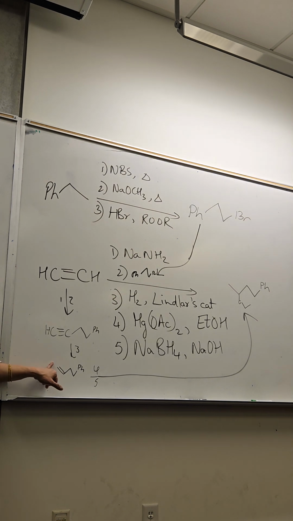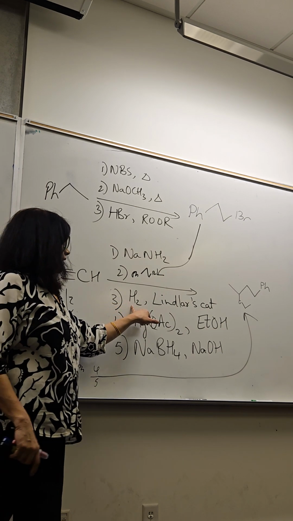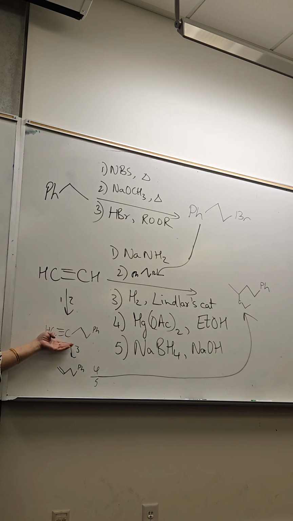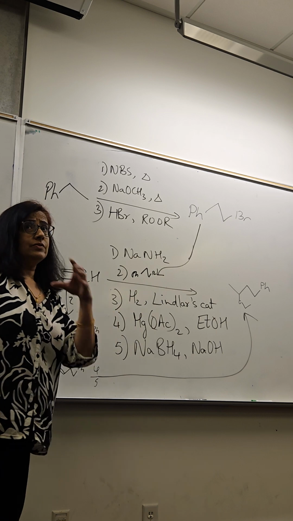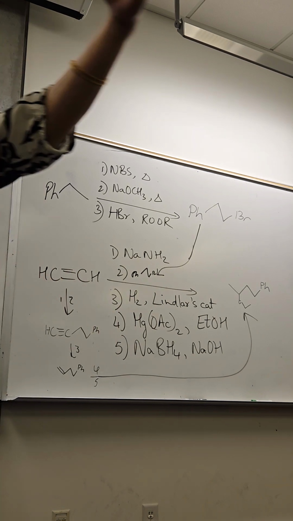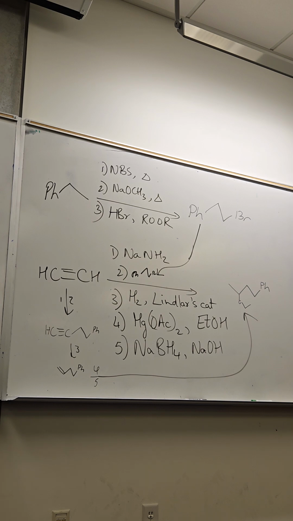Could we put Ni instead of Lindlar's? No, that's Lindlar's catalyst. If you did hydrogen with nickel, palladium, or platinum, that will over-reduce this and it'll become an alkane. Lindlar's catalyst is the poisoned catalyst, which means it stops at the alkene and doesn't go further. So you've got to be careful. Everybody okay with that?